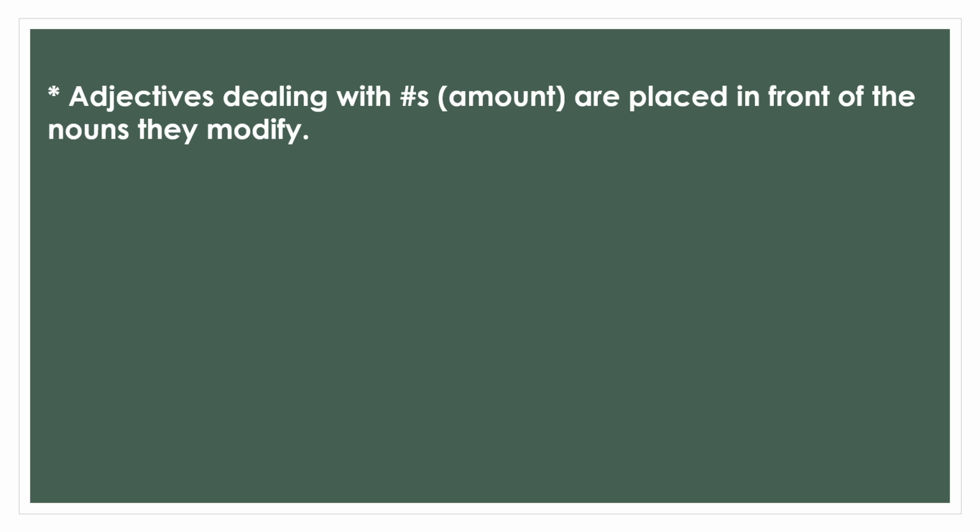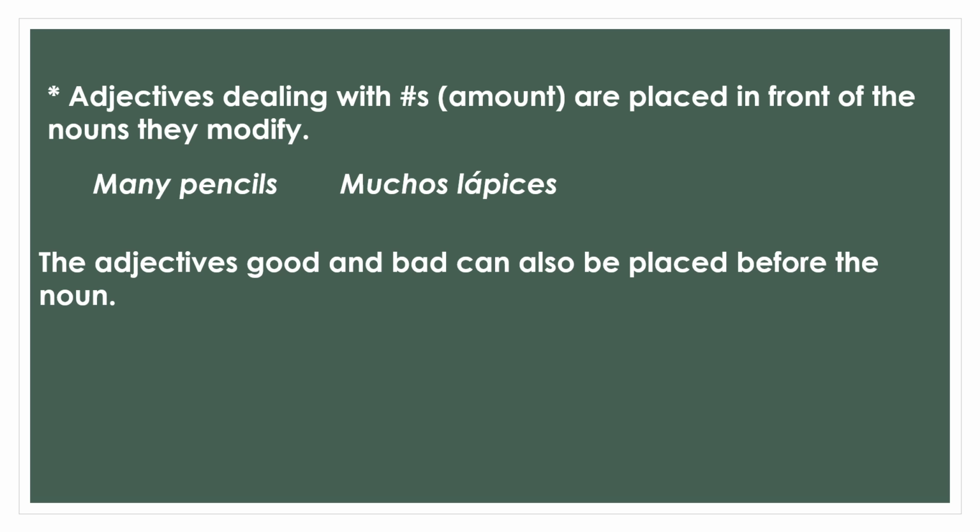So, notice before I said usually adjectives are after the nouns they modify. That's because of this. Adjectives that deal with numbers or an amount are placed in front of the nouns they modify. Most adjectives come after, but if it deals with a number or an amount, it's going to come before the noun, just like we do in English. Many pencils. Many is dealing with an amount. Muchos lápices. Muchos still agrees with lápices. It is masculine and plural, just as pencils is. Okay? But most of our adjectives are going to be after.